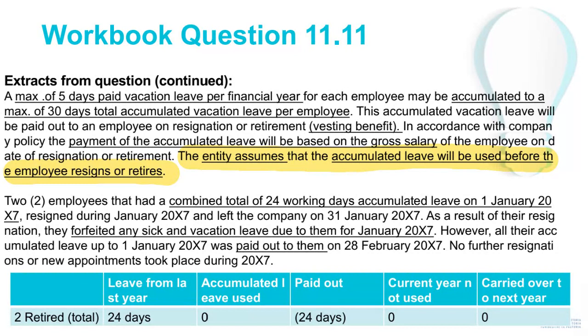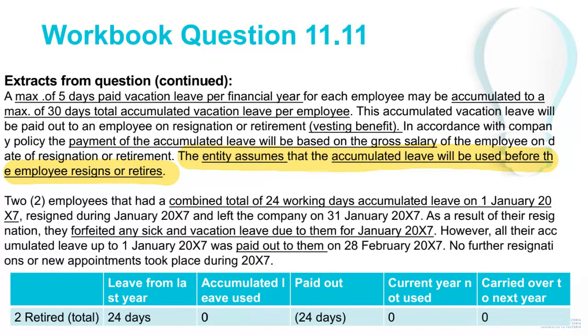That statement. Let's read the statement again. The entity assumes that the accumulated leave will be used before the employee resigns. So in what case, let's just rationalize, let's just think about it. In what case will the leave vest? The leave will vest when they resign or retire. But now we are being told that the accumulated leave is used up before they resign or retire.